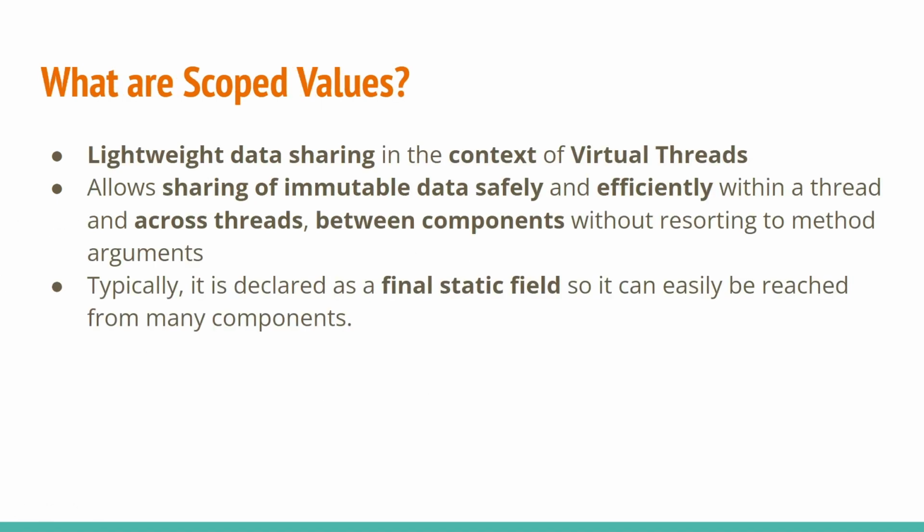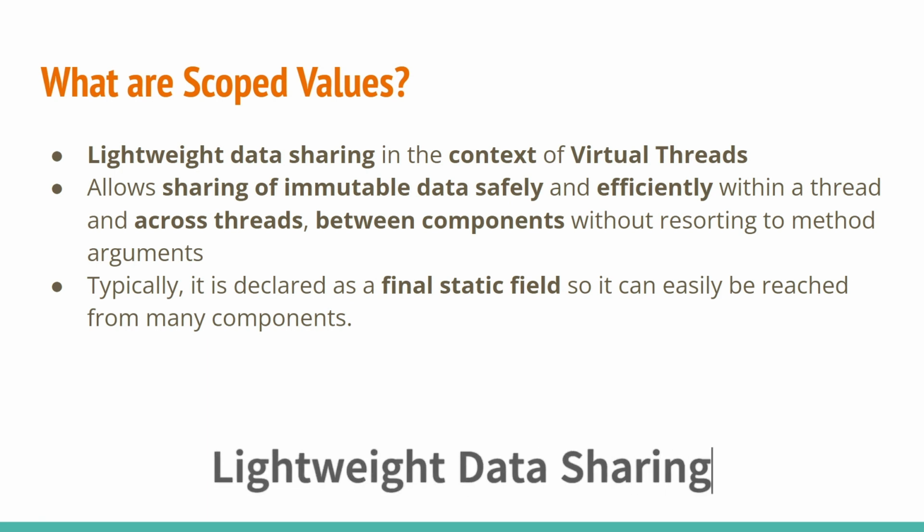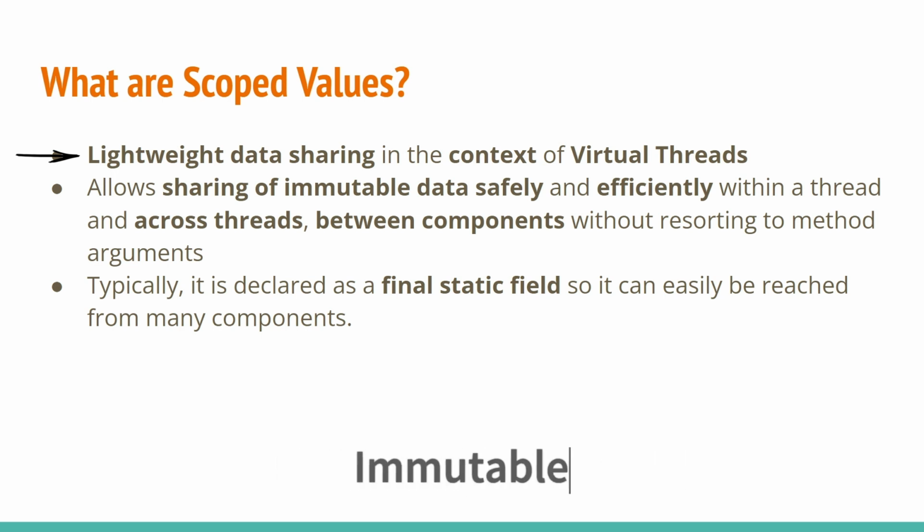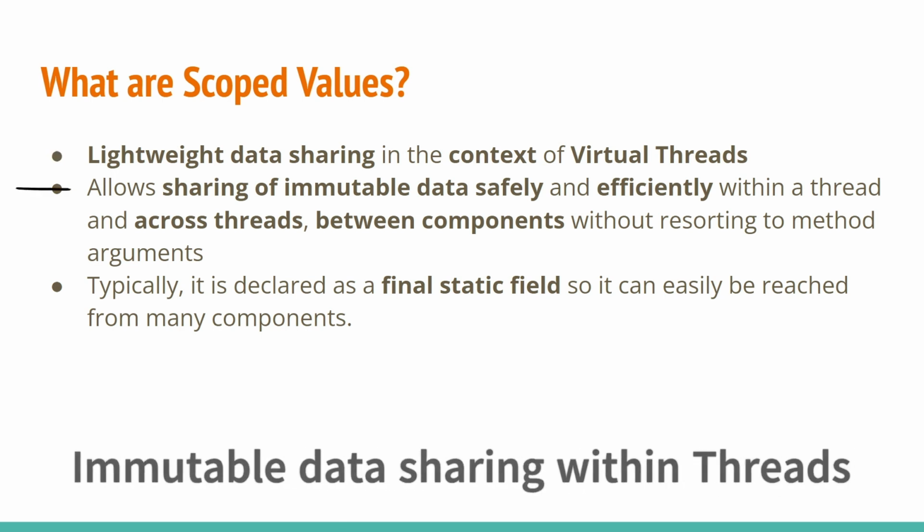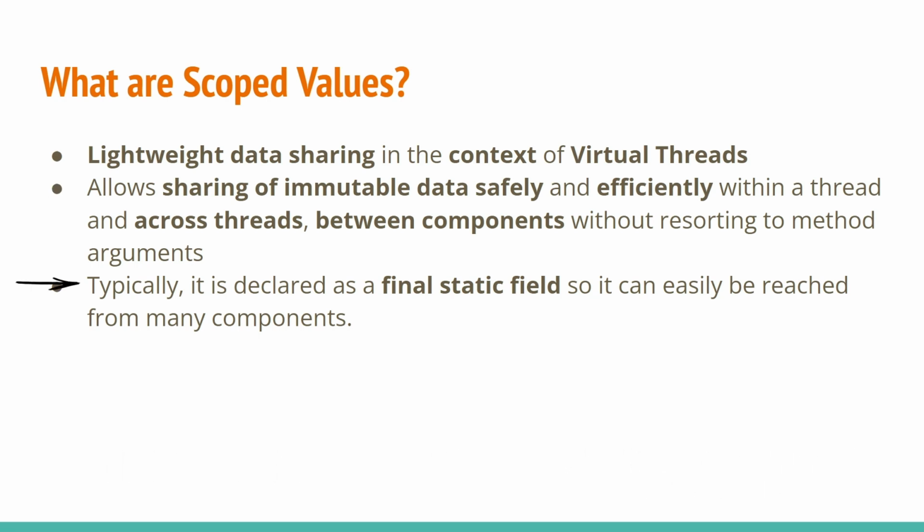So then what are scope values and how do they solve this problem? A scope value allows data to be safely and efficiently shared between components in a large program without resorting to method arguments. It is a variable of type ScopedValue. Typically, it is declared as a final static field, so it can easily be reached from many components.